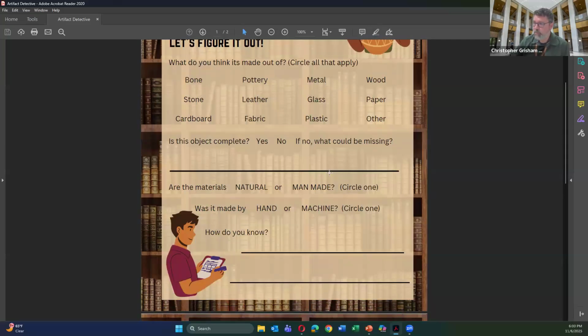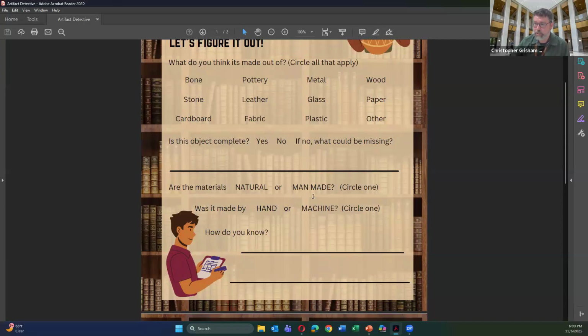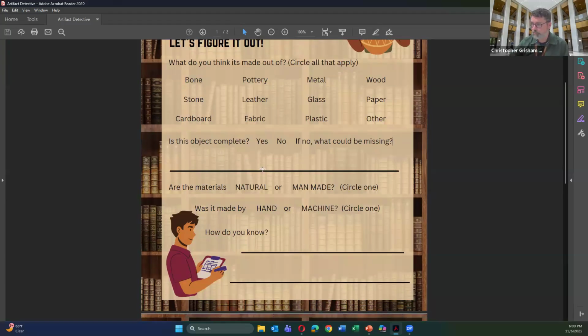Are the materials natural or man-made? Again, there's a big difference between bone and plastic in your objects, things like that. Was it made by hand or by machine? That again, if nothing else, leads me to time frame. Is it something that could have been made at home by hand, that people would have made themselves, or is it something that was mass produced by a machine? And then, how do you know that?